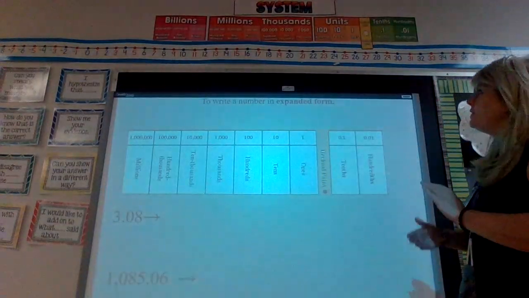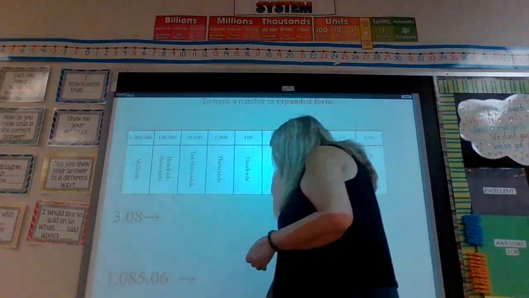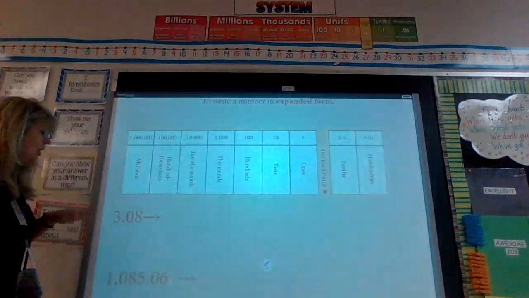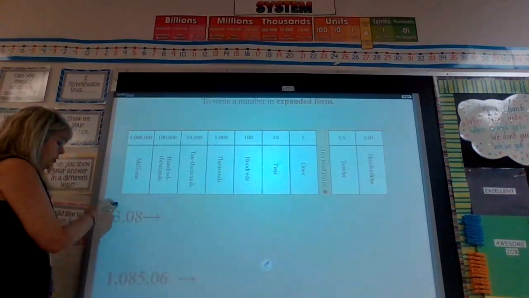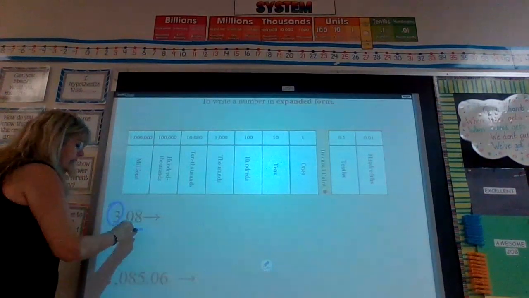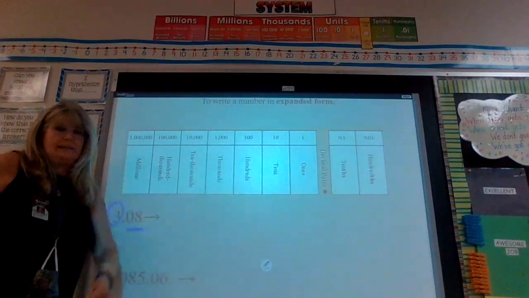Okay, to write a number in expanded form, all right, let's make this real easy. Always find your decimal point. For me, you can circle the whole number and underline the fractional part, and think about where it is in the place value chart.